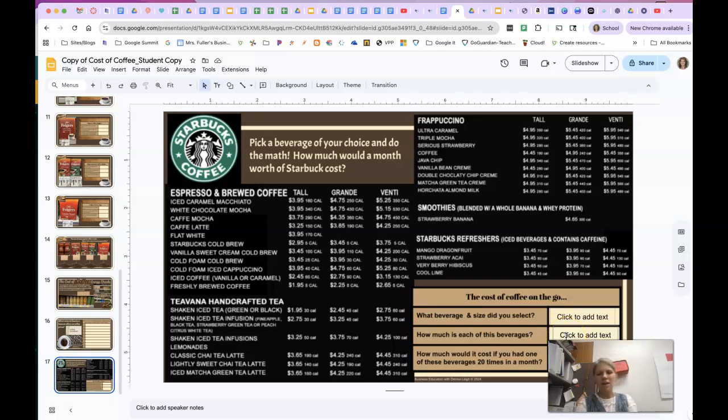So hopefully that makes sense, and kind of just a little bit of a fun activity to just compare prices of one product, just very different brands and sizes and all of that.